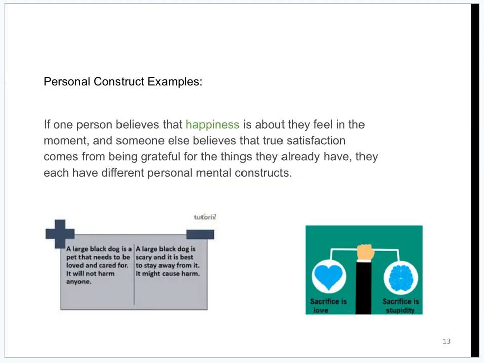I found a couple of examples. If one person believes that happiness is about how they feel in the moment, and someone else believes that true satisfaction comes from being grateful for things they already have, they each have different personal mental constructs. So a construct like happiness, what is happiness? You will have a different belief about what that is than somebody else.